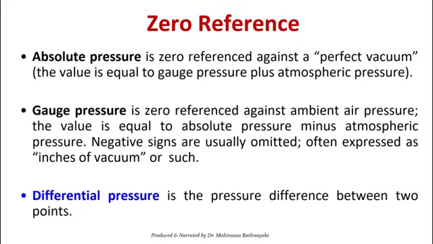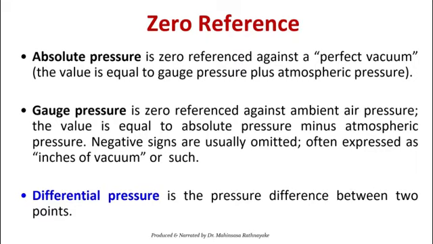So gauge pressure is zero reference against ambient air pressure, right? So normally what you can see as the pressure would be gauge pressure with reference to ambient or atmospheric pressure. So if you want absolute pressure, you have to add the atmospheric or ambient pressure. So the relationship between absolute pressure and gauge pressure, I hope you can understand now. So absolute pressure is equal to gauge pressure plus atmospheric pressure, right?